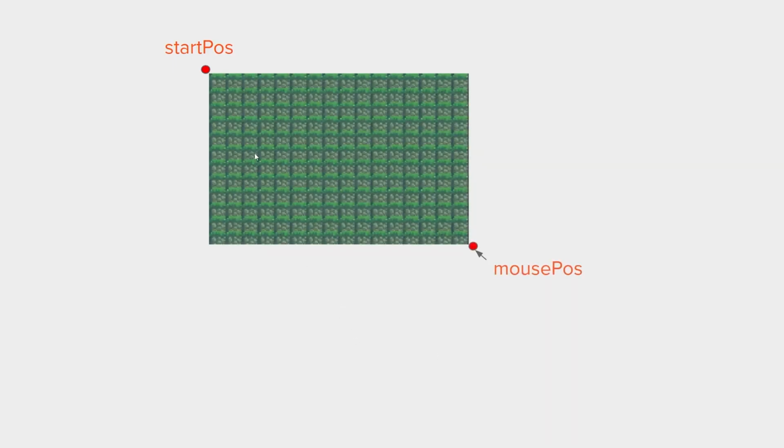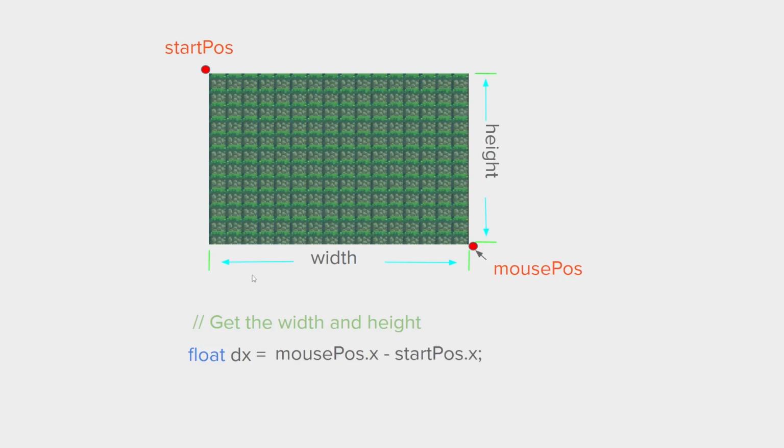This will give us 2 points right here, the start pos and the mouse pos, where we can calculate the width and the height of the rectangle. Getting the width and the height of the rectangle is a simple equation. So each point has an x and a y coordinate. We'll want to get the difference between the 2 points. So we'll call this float dx for the x coordinate. The dx is going to be the difference of the mouse position minus the start position. And this will give us the width of our rectangle. It's going to be the same thing for dy. So dy is going to be equal to mousepos.y minus startpos.y. That's all we need to do to get the width and the height.